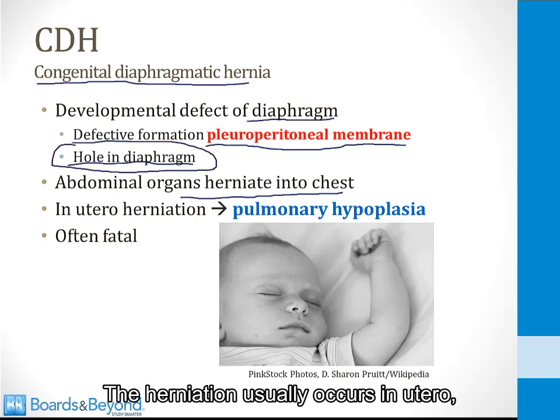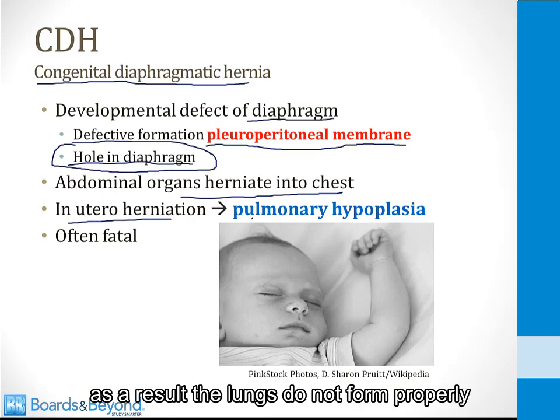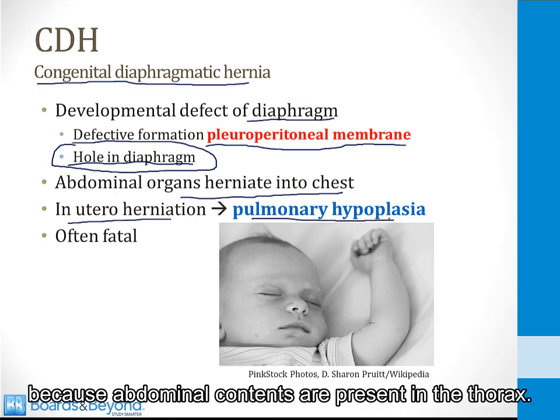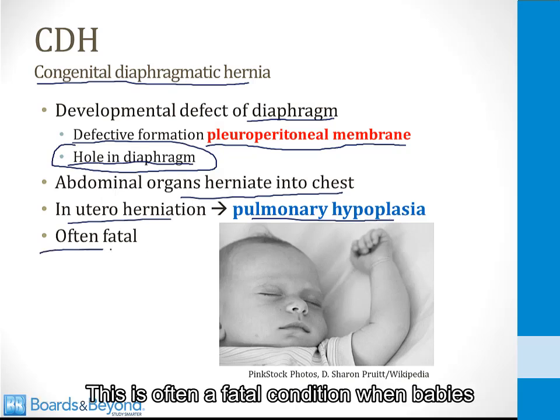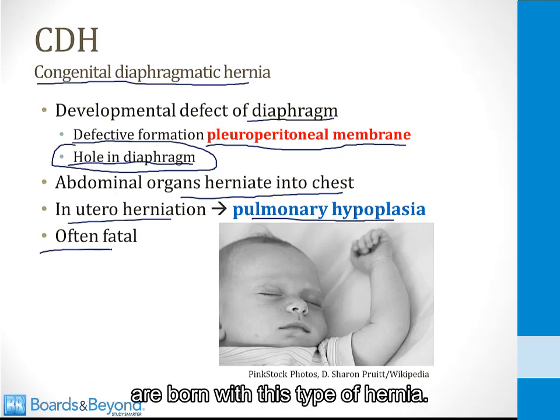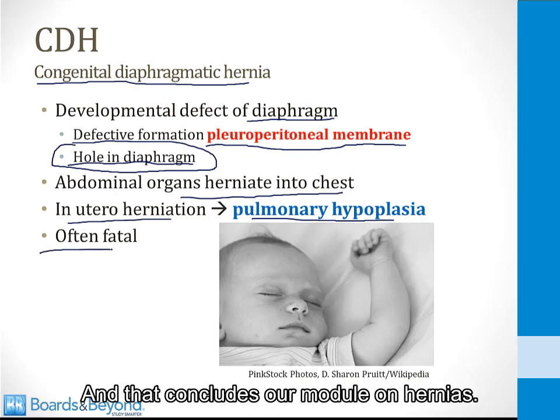The herniation usually occurs in utero. As a result, the lungs do not form properly because abdominal contents are present in the thorax. This is often a fatal condition when babies are born with this type of hernia. And that concludes our module on hernias.